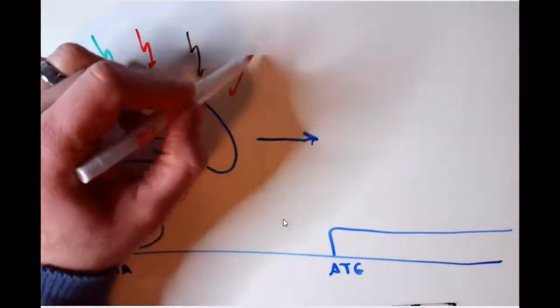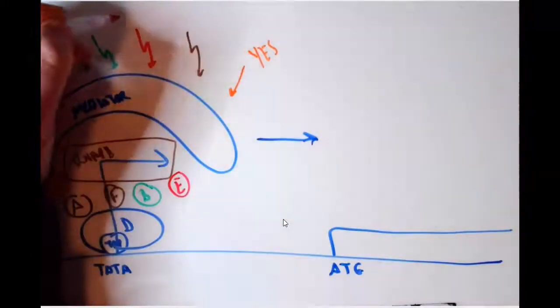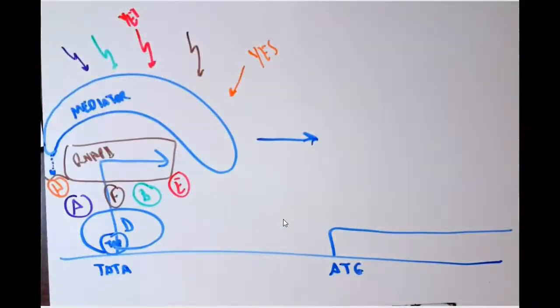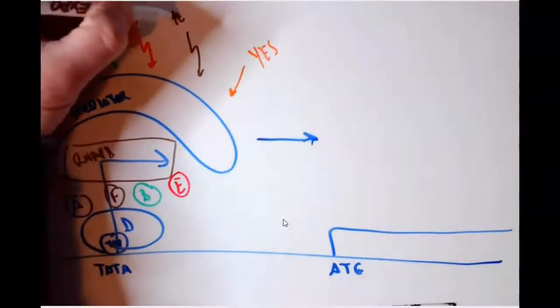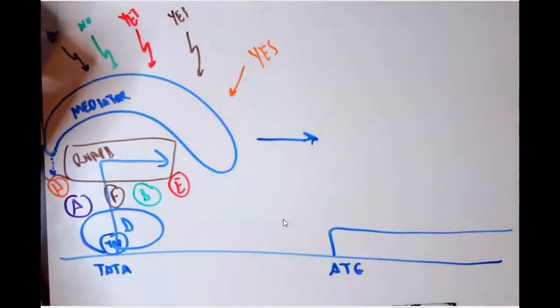Some of these signals are going to say, yes, activate. We need the expression of this gene. And other signals are going to be negative regulatory signals. And they'll be calling for the gene to be repressed.